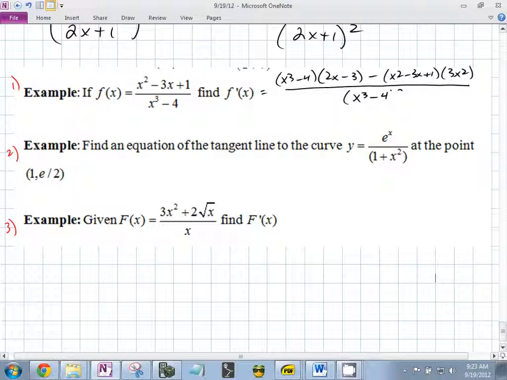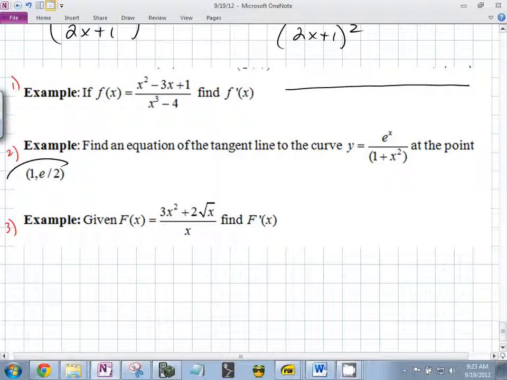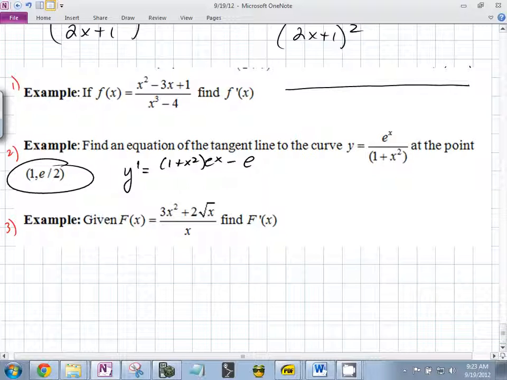No. Find an equation of the tangent line to that curve at that point. So if you have a point, what's the only other thing you need in order to write the equation of a line? You need the slope. So we need the derivative first. y prime is going to be low d high minus high. What's d low? All over.